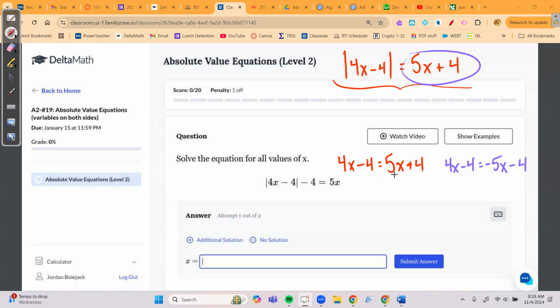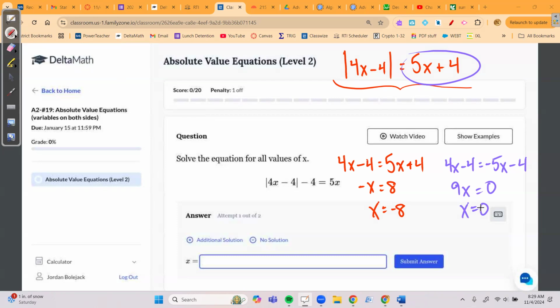So if you look at the red equation, if I move the 5x over to the left, I get -x, -1x, and then I add the 4 and I get 8. So x equals -8. Okay, so that's a potential solution. We don't know yet. And then for the purple equation, if I move the -5x over, I get 9x. And then if I add 4, I get 0. So the red and purple numbers down at the bottom are the possible answers. So we have to check them.